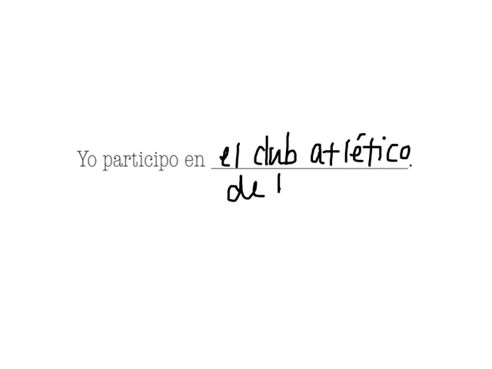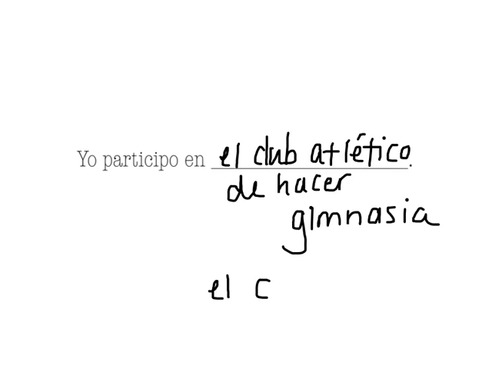To finish out today, you should have your list of vocabulary with the Spanish and the English. And then if you will just write at the bottom of your paper this sentence. Yo participo en, and then something that you participate in. So yo participo en, I might say, el club atlético de hacer gimnasia. But it doesn't have to be that long. You could just say yo participo en el coro or yo participo en la banda.